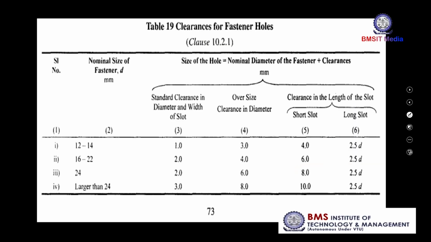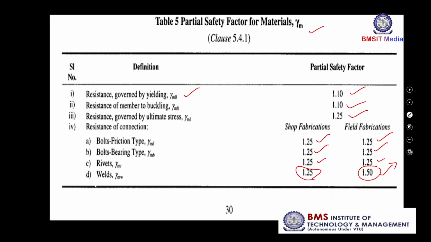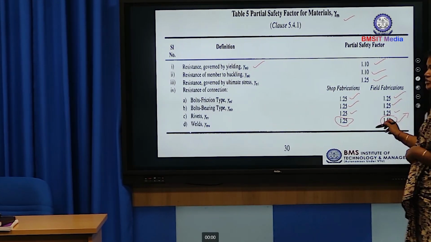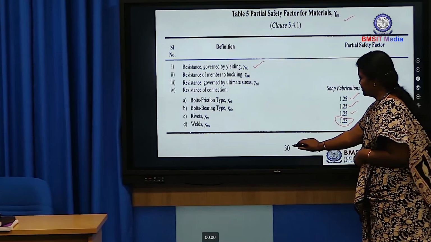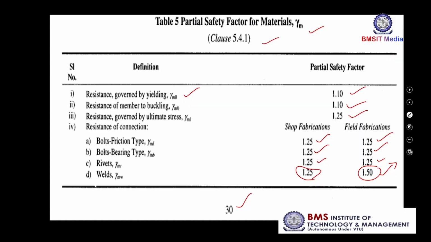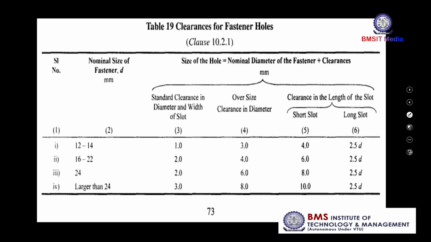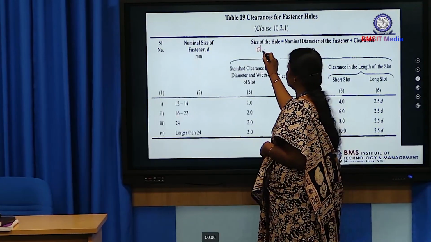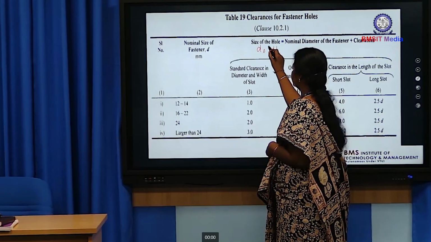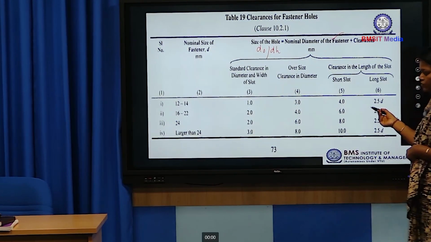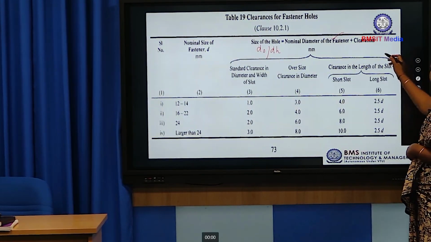So, next one, clearance. How will we find out D naught? This table is available in IS 800-2007, page number 30, clause 5.4.1 and table number 5. Next, we can find out D naught, the size of the hole. This is D naught or D suffix H, the nominal diameter of the fasteners, meaning bolt only, plus clearance.